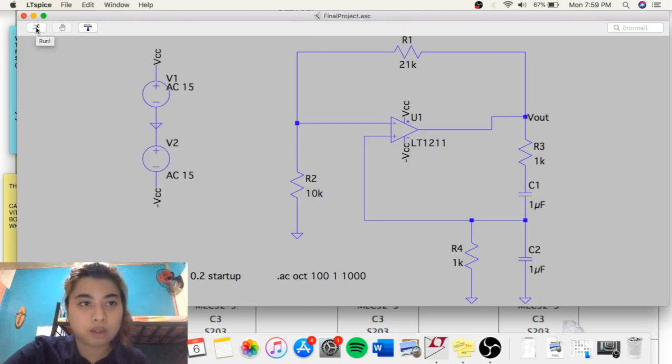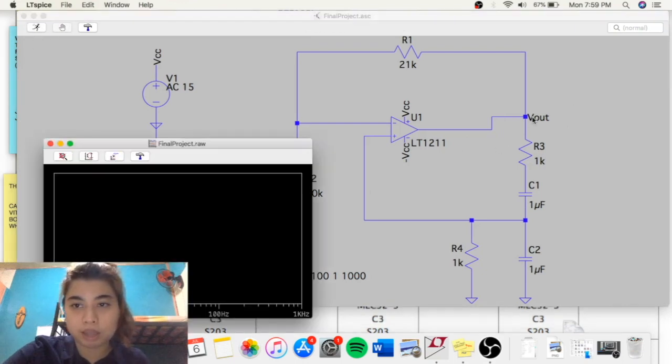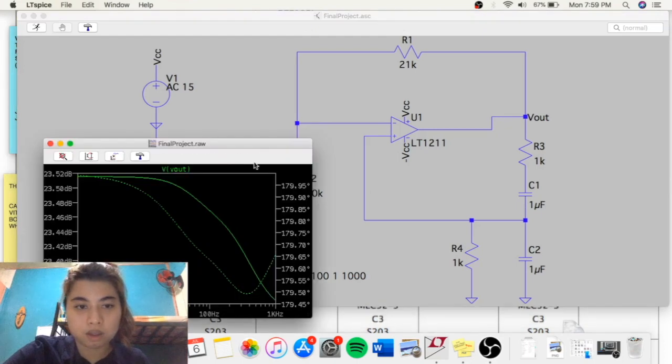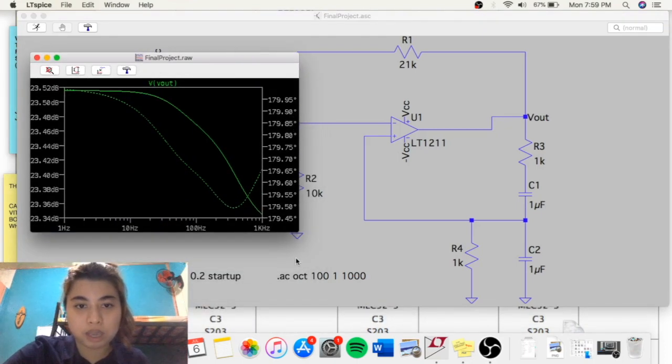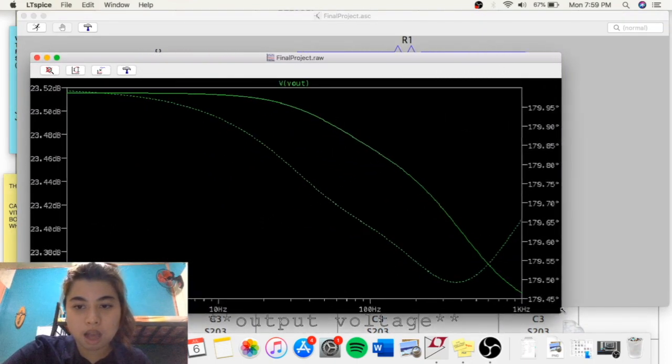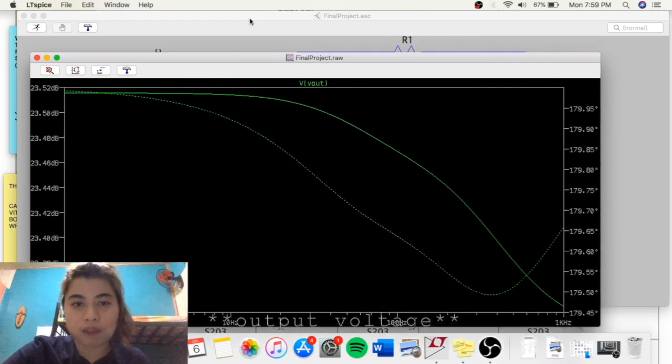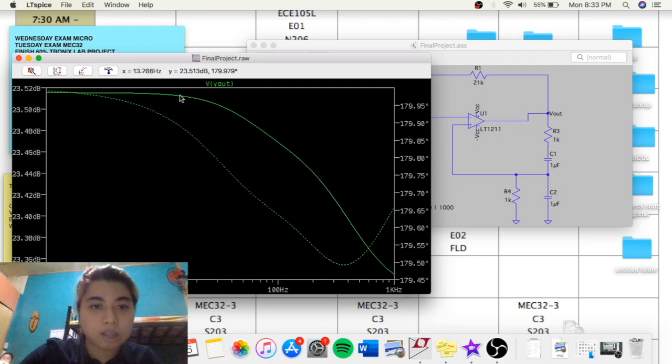So click run and tap the V out. Now we're able to see how the output voltage varies with the frequency. The solid green line represents the amplitude, while the dotted green line represents the phase. With this analysis, we can find the cutoff frequency, the phase lag, and so on.